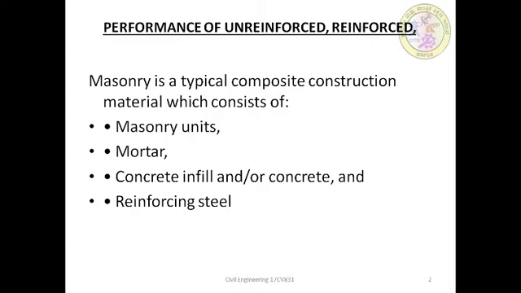A vertical two-dimensional structure of such an assembly is known as the masonry wall. Actually, the walls of masonry buildings and the building itself are designed to be stable, strong, and durable to withstand a combination of the design loads. Now, masonry is a typical composite construction material, which consists of the first one, the masonry unit, second one, the mortar, third one, the concrete infill, and the fourth one, the reinforcing steel.